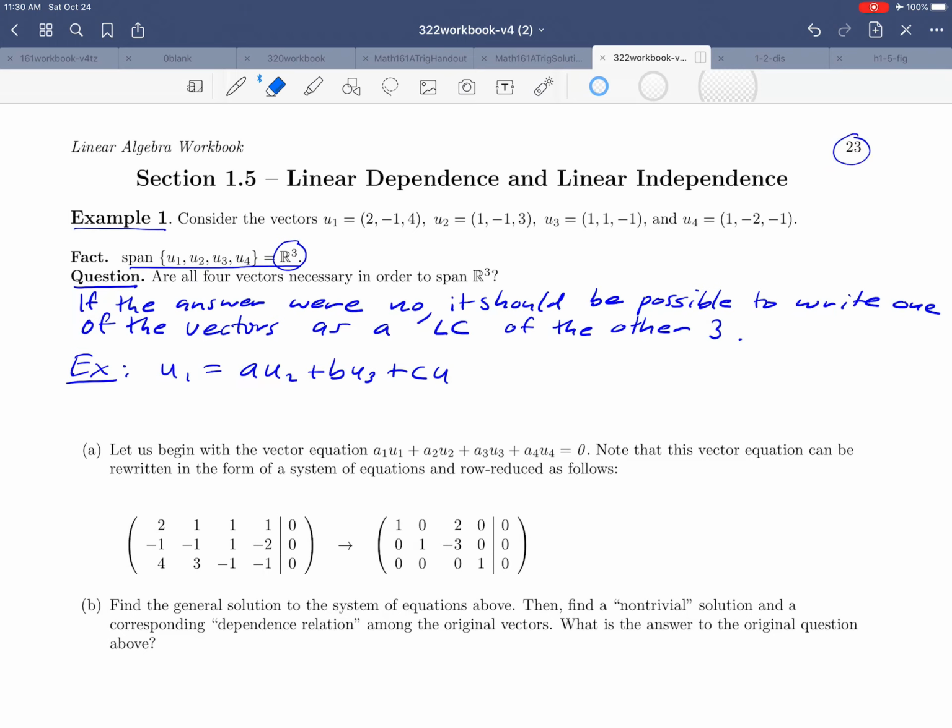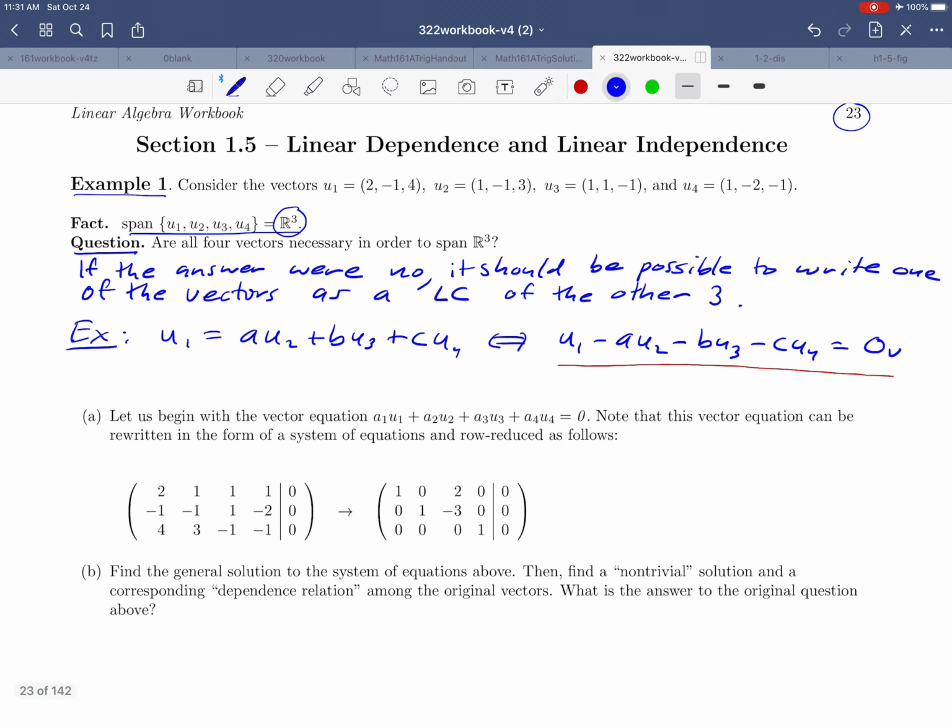What's interesting about a statement like that is that we can rearrange it. We can take that equation and get all of our vectors on one side so that the zero vector is on one side of our equation. So we could rewrite this as u1 minus a u2 minus b u3 minus c u4 is equal to the zero vector. So one of the vectors depending on another vector is equivalent to taking a linear combination of all four of our vectors and setting it equal to the zero vector. Let's take that observation and pursue it a little bit further.